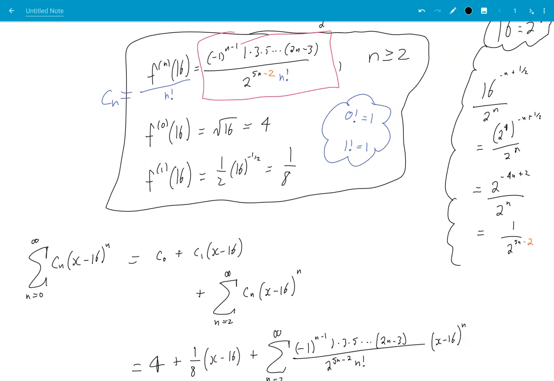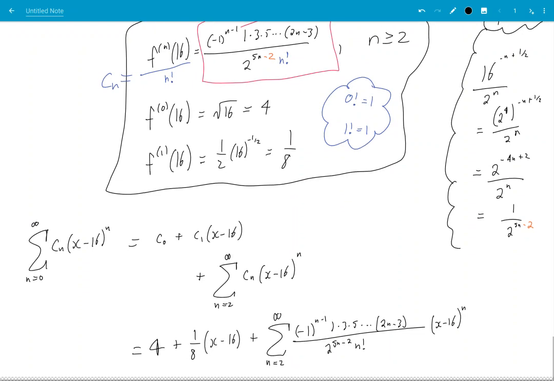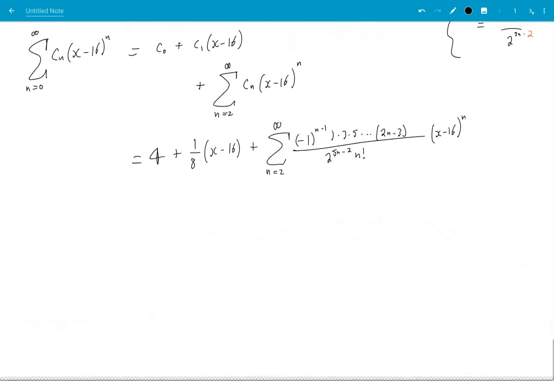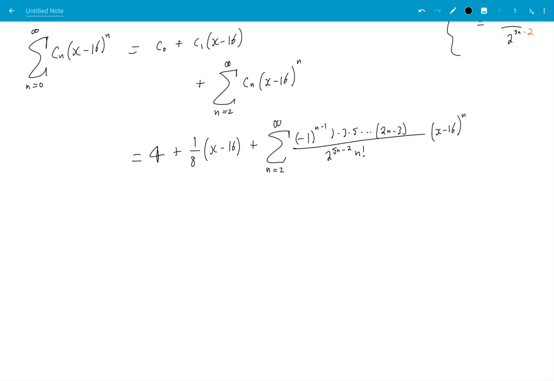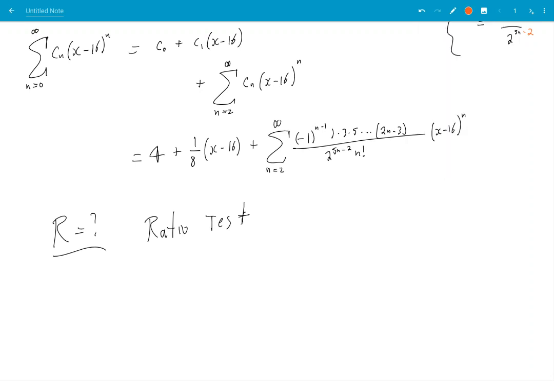All right. Okay, so this is my Maclaurin series. Let's double check. Yeah, good. Okay, radius of convergence, I'm going to leave mostly up to you. I'll get you started. Okay, ratio test. This is worth your while to do this calculation.